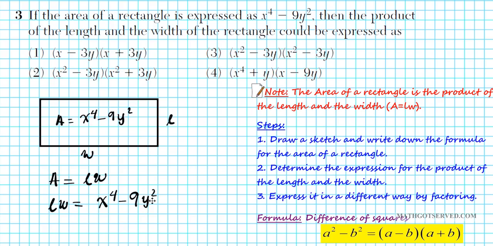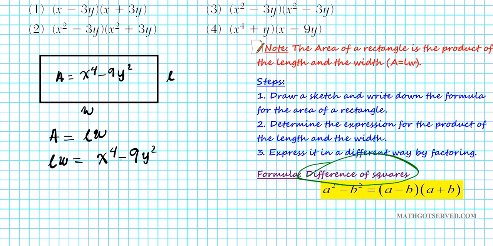We're factoring the area expression to see another way of writing the product of the length and the width. If you notice, x to the 4th is a square because the power is even. 9 is a square because 3 times 3 is 9. y squared is a square because the power is even. So what is this? This is a difference of squares. Let's go ahead and factor this.